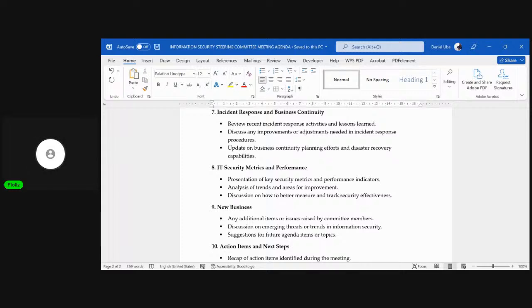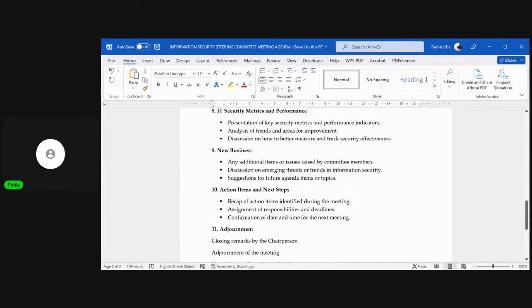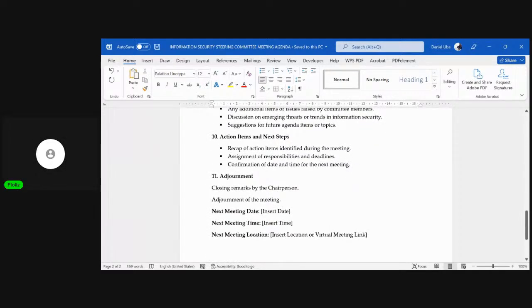Then if there's any new thing you want to discuss, like emerging threats, maybe you saw a post on WhatsApp that you feel committee members should know, you discuss how members can put two-factor authentication on their accounts. Any new thing you want to bring in that is still relevant to information security, you can discuss it there. Then actionable items: who is to do what, when is the next meeting, when are the deadlines for submitting reports, and all those things. You do it, then you can decide to adjourn the meeting and move on to other business of the day.